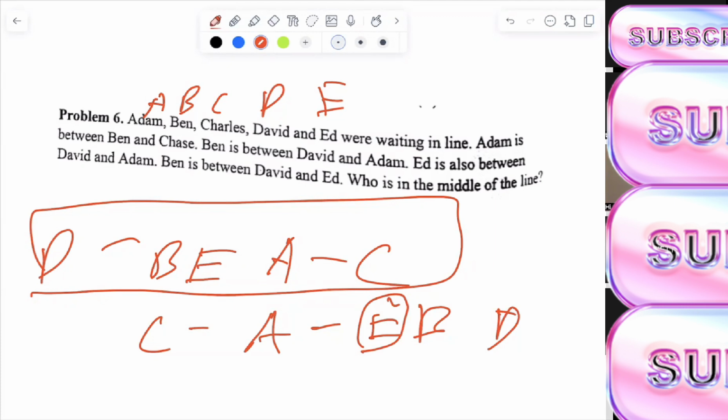What's your question, A? I forgot to type in my answers. It's E. Also, why did Charles become Chase? Is it a coincidence, or are there six people? No, it's probably an error. Sorry, it's probably an error.